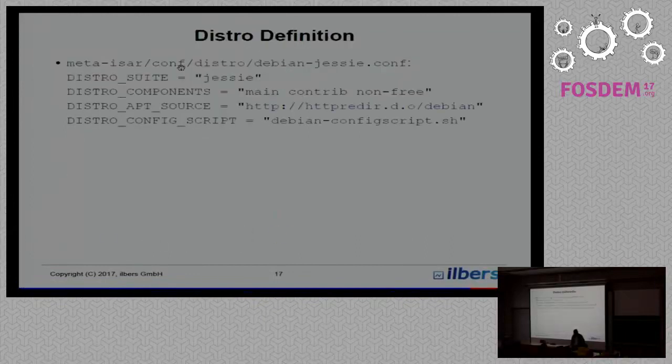root file system. And here is the example of distro definition files so that you can install the right suite with the right components from the right apt source. And afterwards configure it with a certain configure script if you need to create some device nodes and stuff like that.